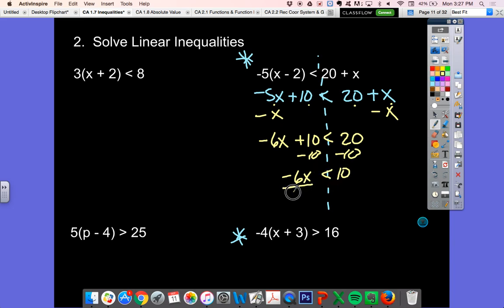If you show the division, you're more likely to remember, oh, I just divided by a negative. So this thing needs to turn around, and then reduce your fraction: negative 5/3.